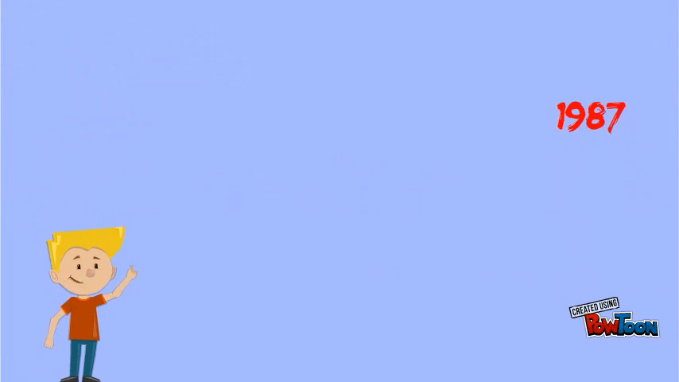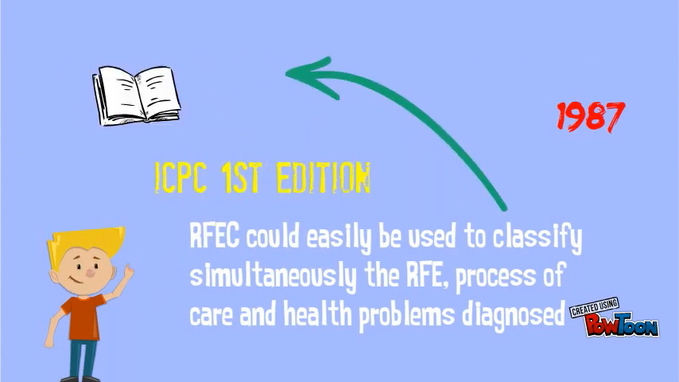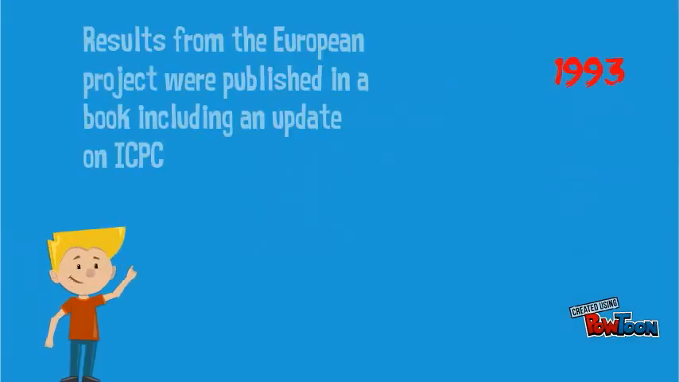In the course of the feasibility testing, it was noted that the reason for encounter classification could easily be used to classify simultaneously the reason for encounter, process of care, and health problems diagnosed. Thus, this led to the publication of the first edition of ICPC.